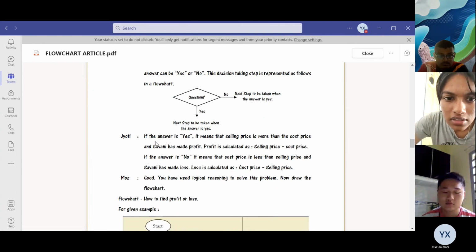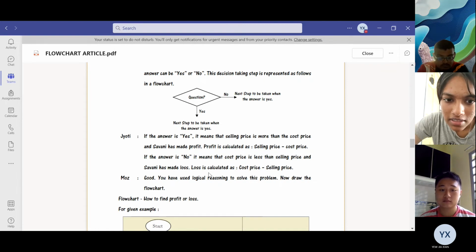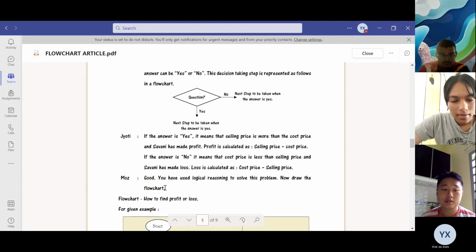If the answer is yes, it means that selling price is more than the cost price and Savani has made a profit. Profit is calculated as selling price minus cost price. If the answer is no, it means that the cost price is more than selling price and Savani has made a loss. Loss is calculated as cost price minus selling price. Good. You have used logical reasoning to solve this problem.